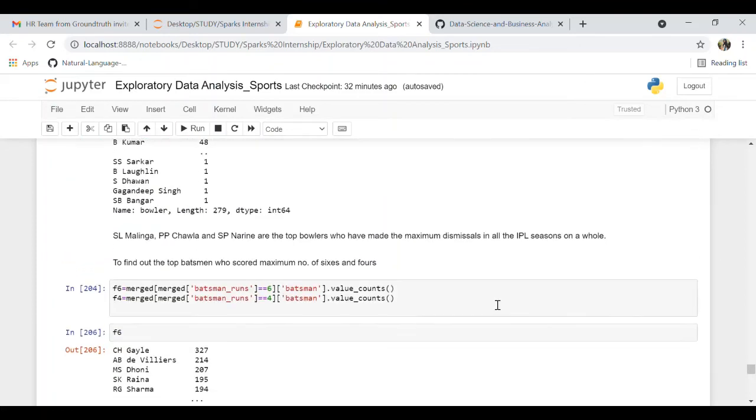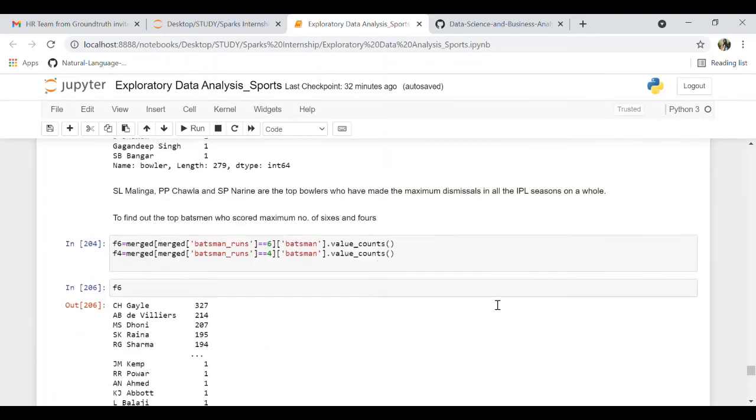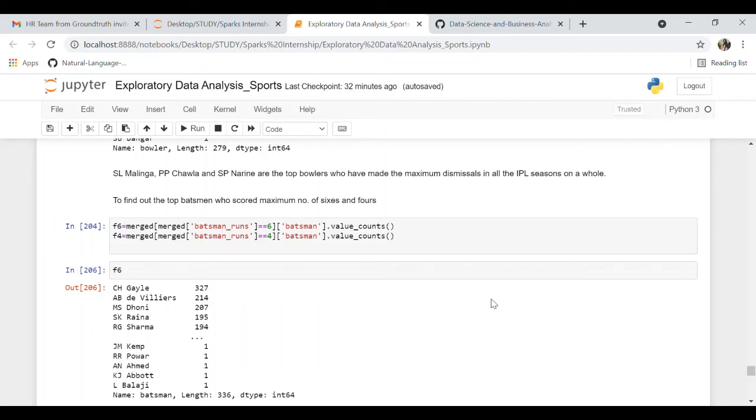The last thing that we will see is those batsmen who have scored the maximum number of sixes and fours. That is CH Gayle, and against CH Gayle, we can see AB de Villiers and MS Dhoni. So MS Dhoni has become our best fielder along with being a very good batsman who has scored 20 sixes.